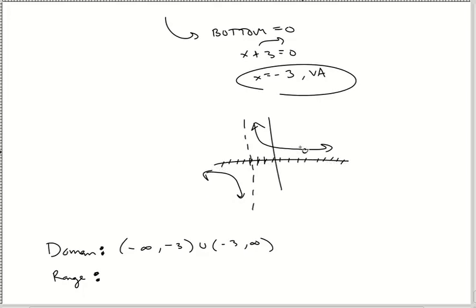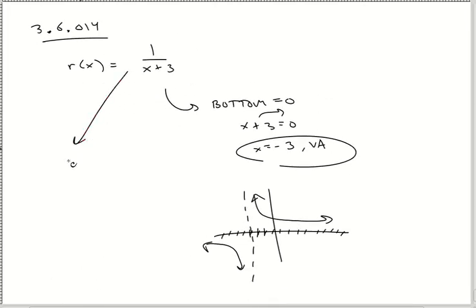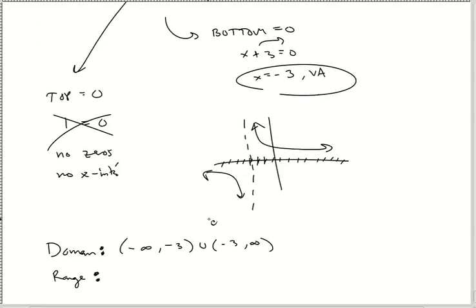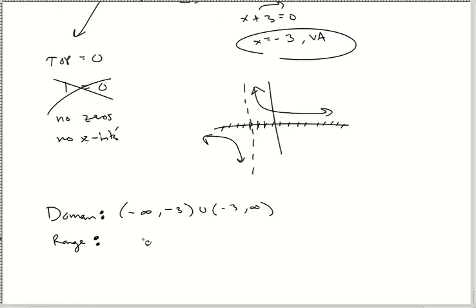In fact, I'm going to ask you, when is the top equal to 0? Come on, when's the top equal to 0? When is 1 equal to 0? It's never. So there's no zeros. There's no x-intercepts. And that's already telling you that we will never be touching this line. It might be a horizontal asymptote, I don't know. But certainly the range is saying that we're not going to ever touch it.